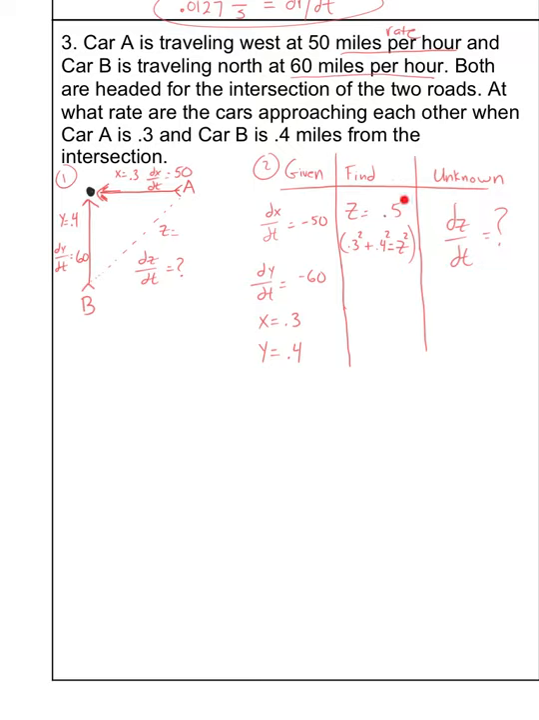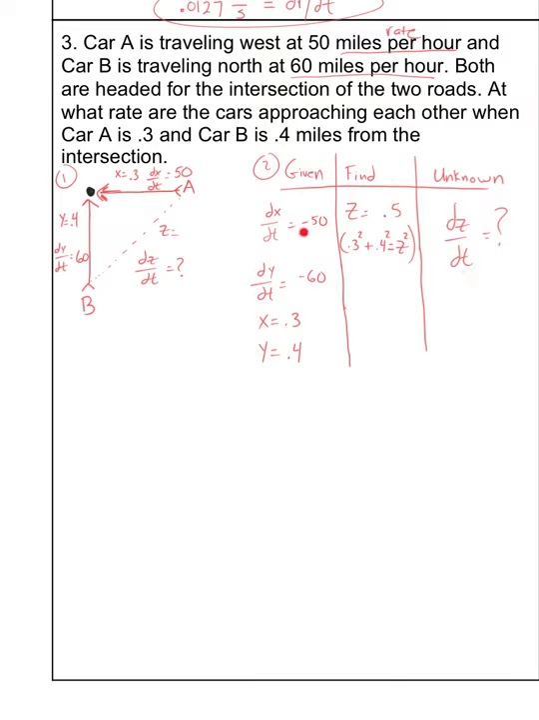We can find z, the hypotenuse of the right triangle, using Pythagorean's theorem. 0.3 squared plus 0.4 squared is equal to z squared, and you get 0.5. And this is what the question is asking us for: the rate of change of the distance between them.